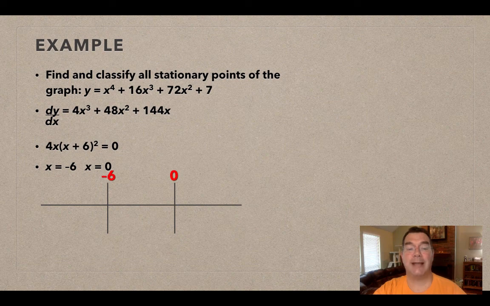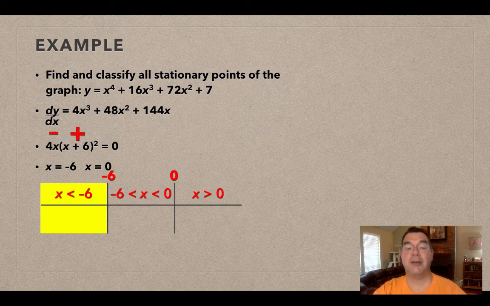I split it at x equals negative 6 and x equals 0. So the 3 sections are where x is less than negative 6, where x is between negative 6 and 0, and where x is bigger than 0. So let's look at the first section. Plug in any number that's less than negative 6. The first factor will be negative, and the second factor, because it's being squared, will always be positive. So the derivative for all x's less than negative 6 will be negative.